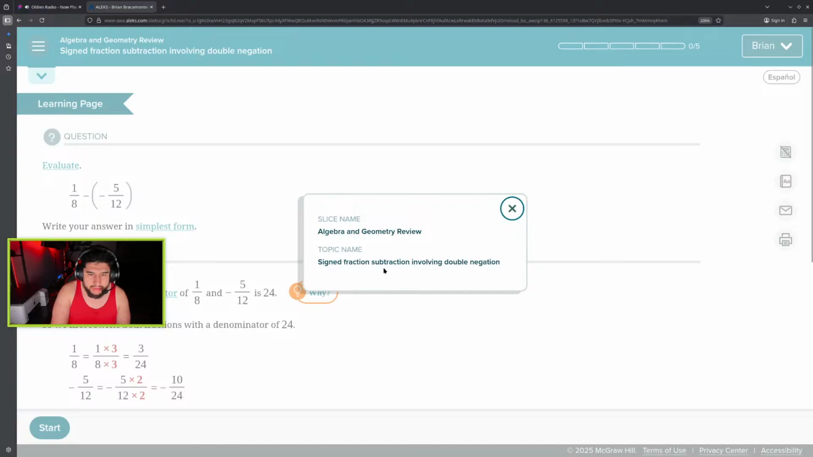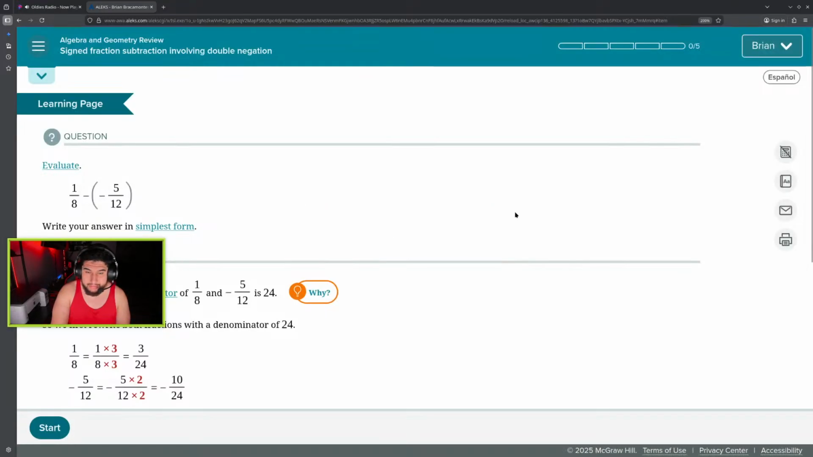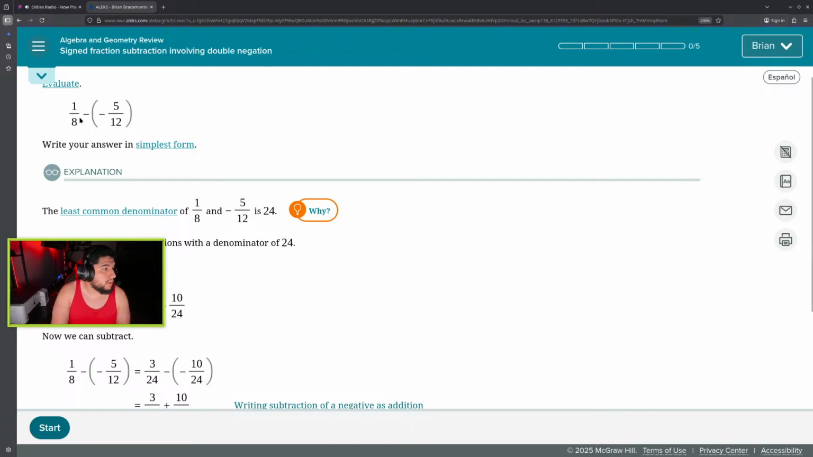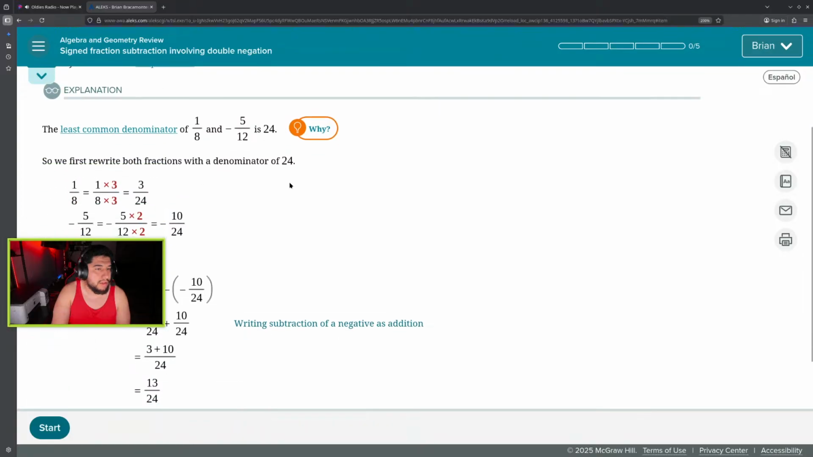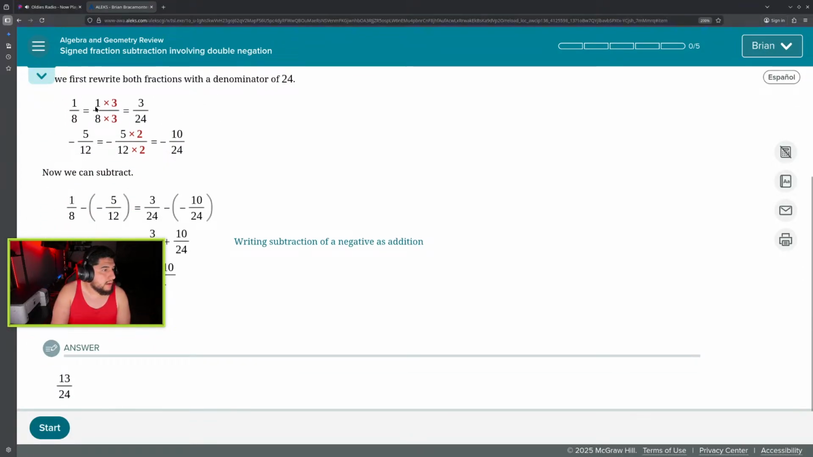Topic name is signed fraction subtraction involving double negation. All right, evaluate 1 over 8 minus, in parentheses, negative 5 over 12. So that's just going to be positive, and you add both of them together. Make sure that they're both the common denominator of 8 and 12, which is 24. So 8 times 3 equals 24, 12 times 2 equals 24, and then just make sure that the tops are multiplied correctly, right? Top side is 3 over 24, bottom side is 10 over 24, but negative, right?